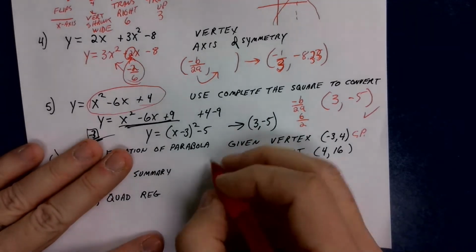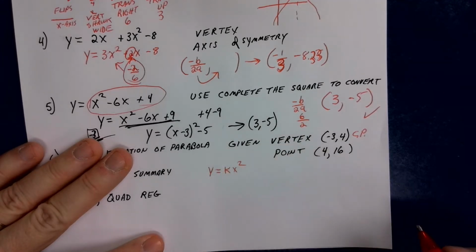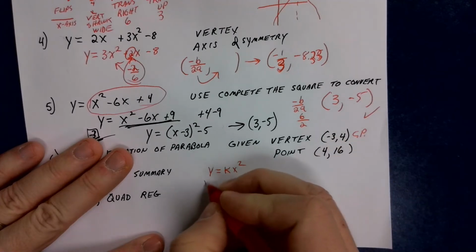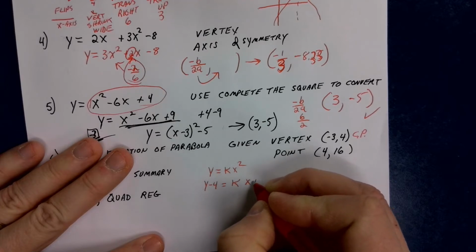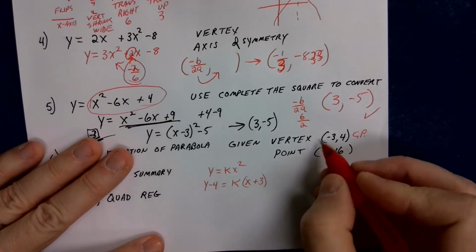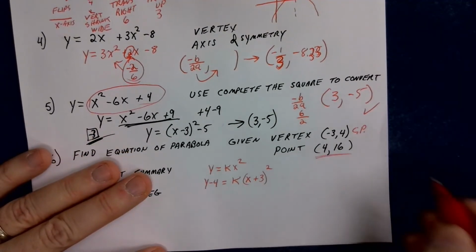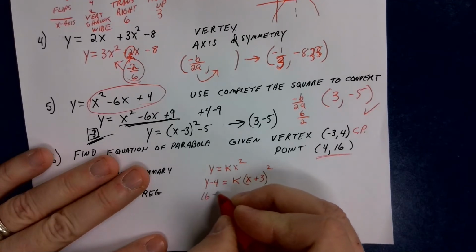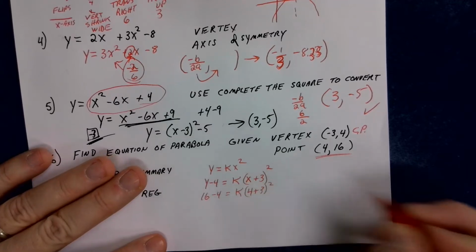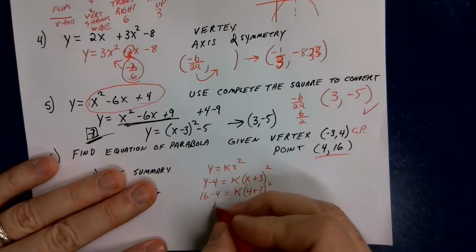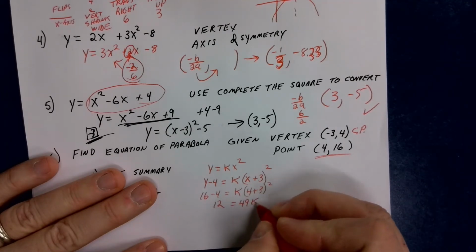So here we go, 2-point summary. So I know my 2-point summary looks like this: y equals kx squared. I then use my critical point, and I write y minus 4 is equal to k times x plus 3, because it's minus a negative 3, so that's plus 3 squared, just like that. And then I use my point, 4, 16, so I get 16 minus 4 equals k times 4 plus 3 squared. 16 minus 4 is 12, equals 4 plus 3 is 7, 7 squared is 49, so 49k.